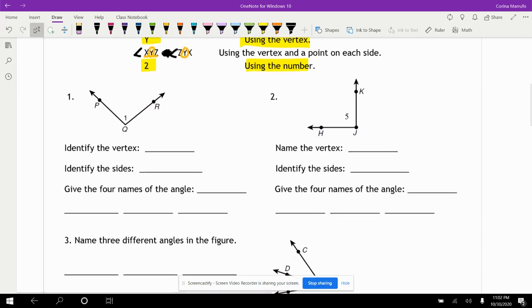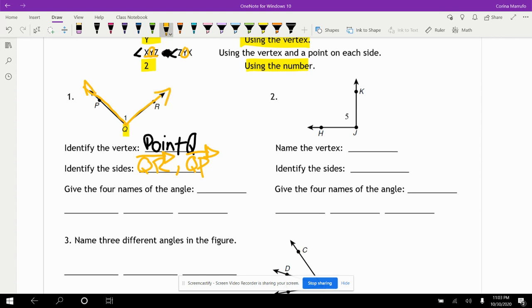So here we're going to go ahead and identify the vertex. If we look here, the vertex is Q. Now we're going to put here point Q. It's our vertex. They want us to identify the sides. So we have 2 rays. Our first ray goes from Q to R. We're going to put QR with a little arrow on top to show that it's a ray. And the other ray is QP, Q to P.